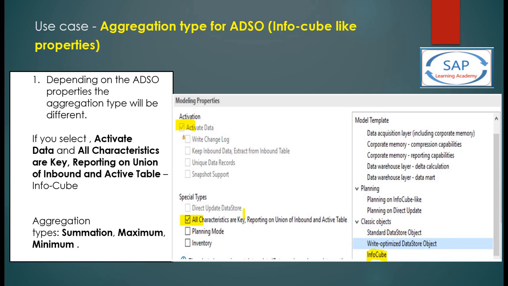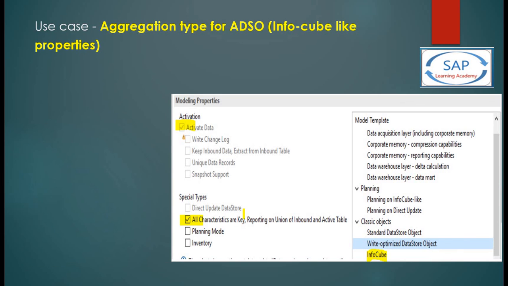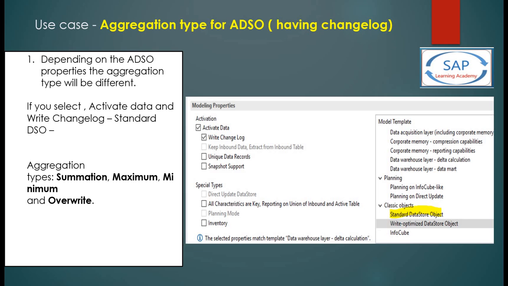There's another part, which is the InfoObject. Suppose you are loading into an InfoObject. We have talked about the ADSO with changelog and the ADSO with InfoCube-like, and now the other one is the InfoObject. We can load into an InfoObject as well. It will always be override. Please remember this: when we are loading data into an InfoObject characteristic, the data will always be override. So that's all about this small tutorial, what we wanted to share about the aggregation type in ADSO with changelog type or InfoCube-like.